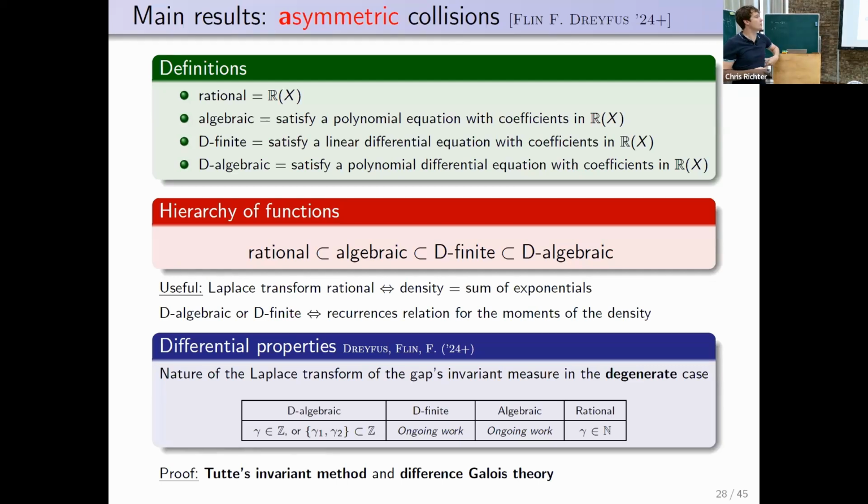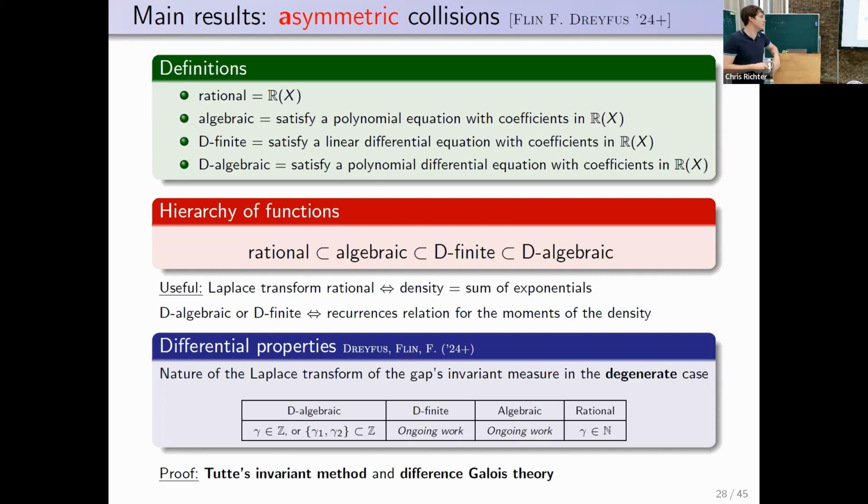You also have some properties: if the Laplace transform is D-finite or differentially algebraic, it will give you some recurrence relation for the moments of the density. So you will obtain an algorithm which computes explicitly all the moments of the density, and so you will know your density very well. It's just for you to understand why this result is interesting.